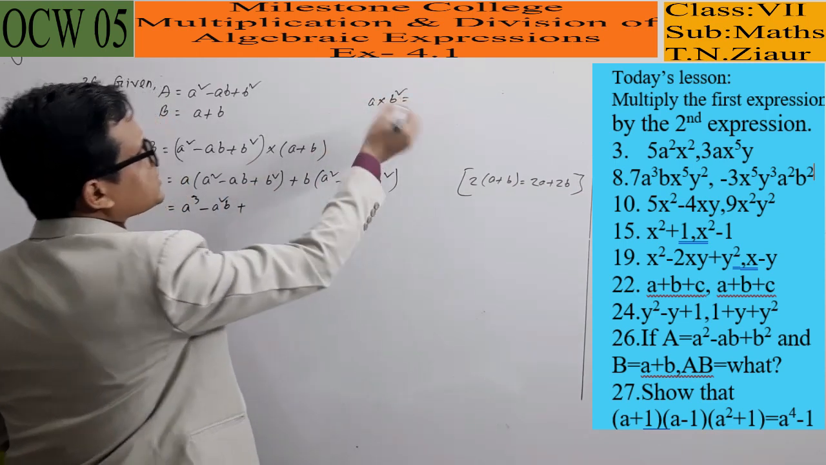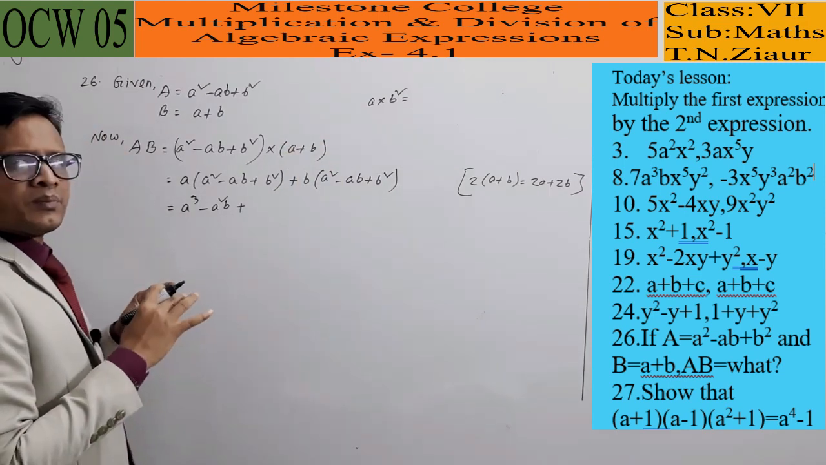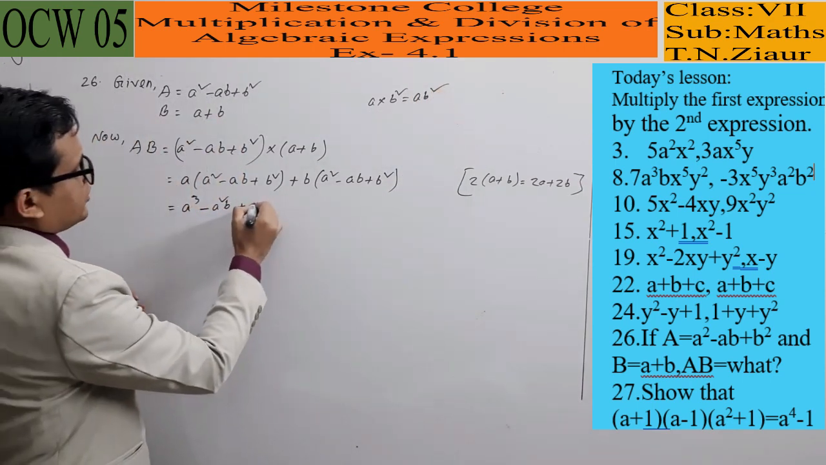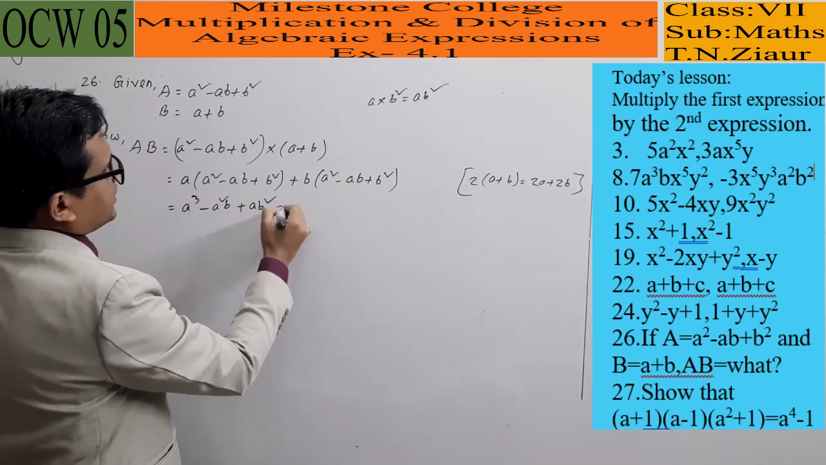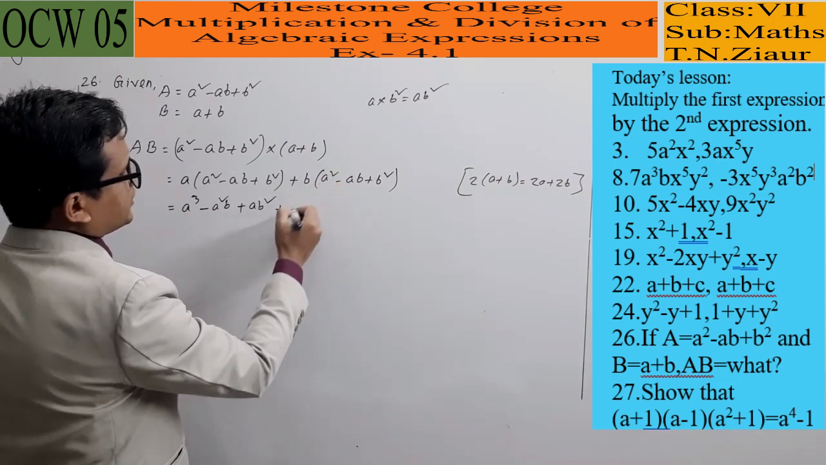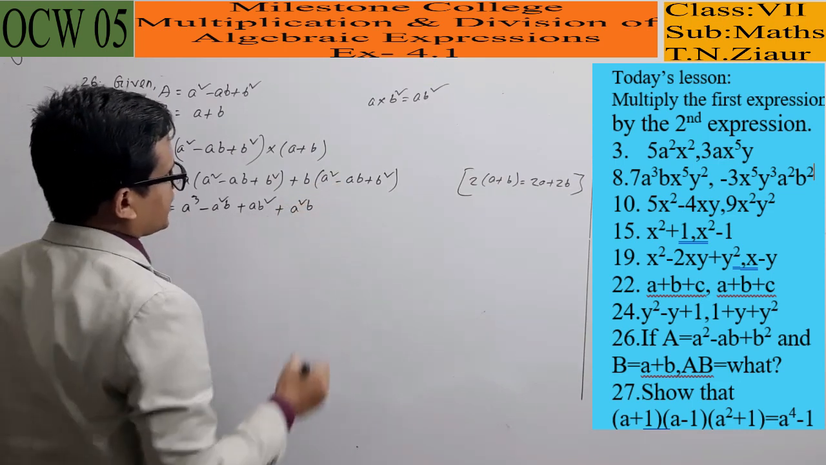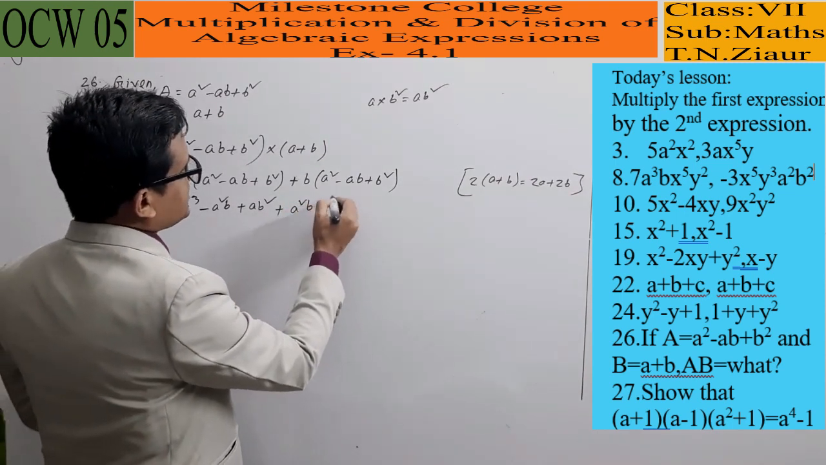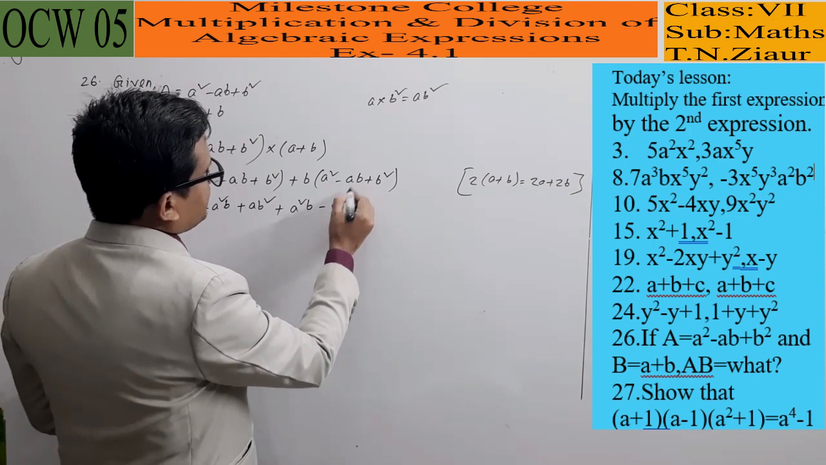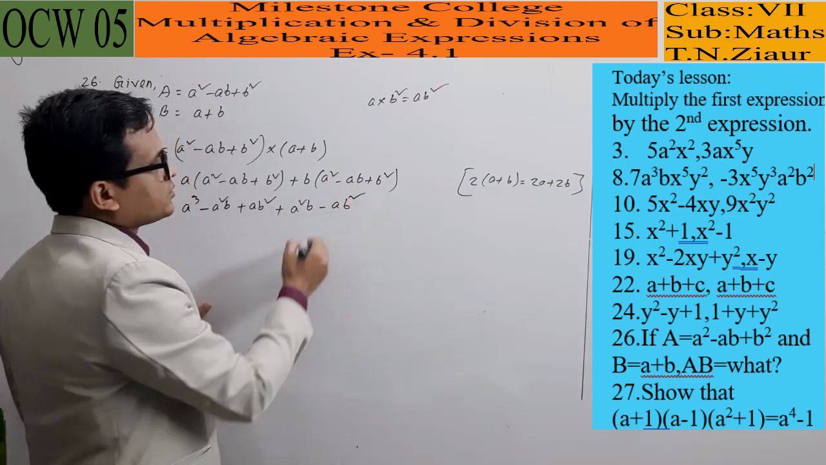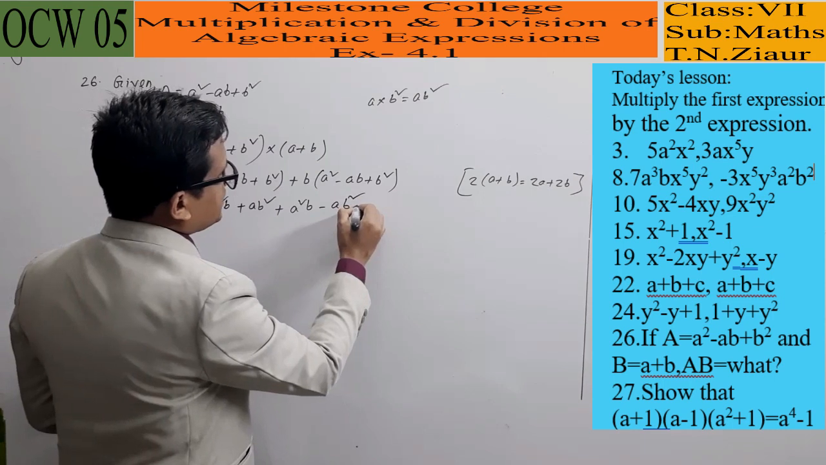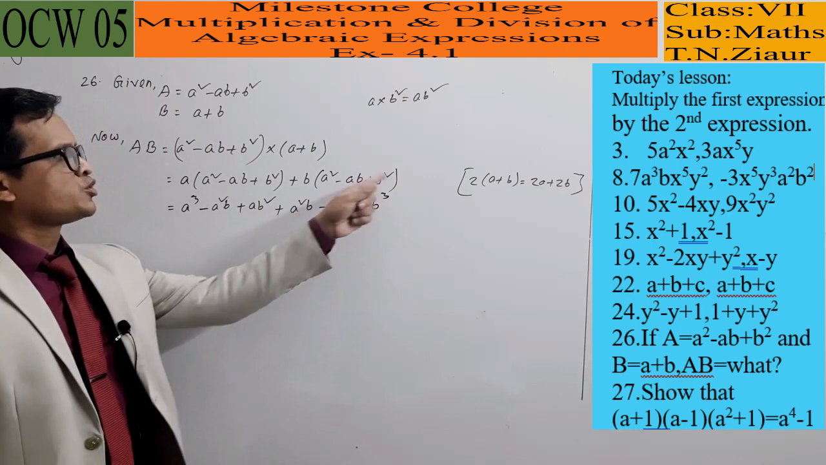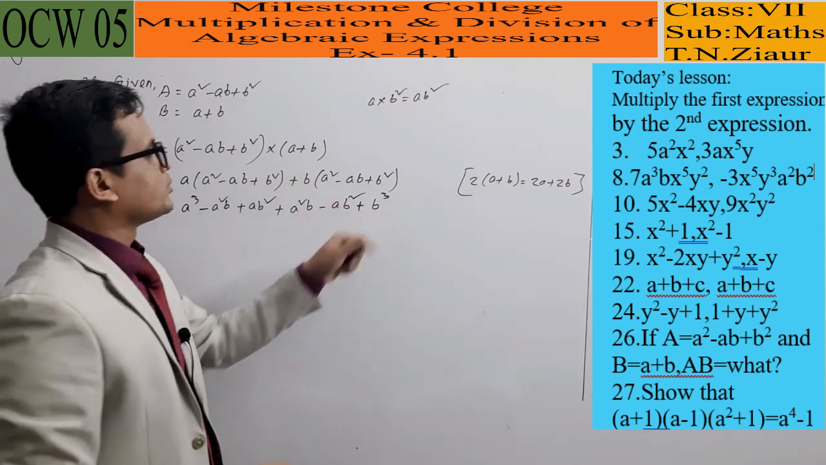They're not the same variable, right? So just write here ab square, then plus b a square, that means a square b. You can write also b a square, no problem. So a square b minus ab into b, that means b square. Then plus b square into b, it will be b cube.